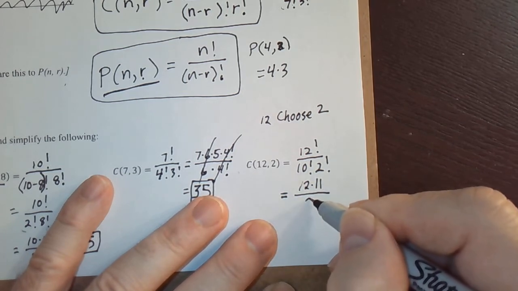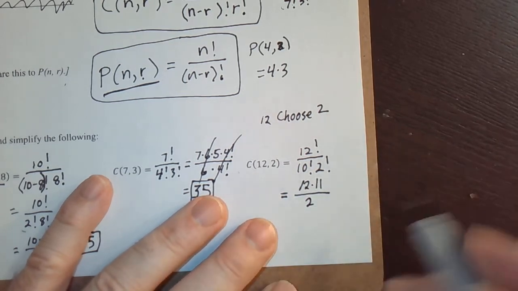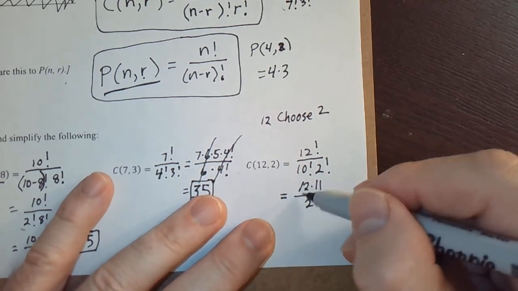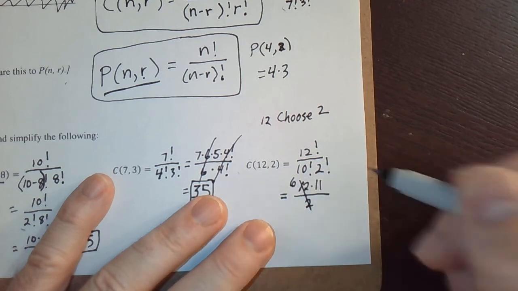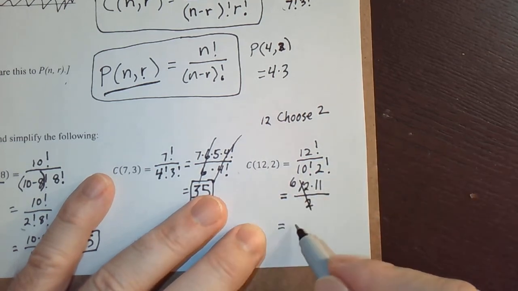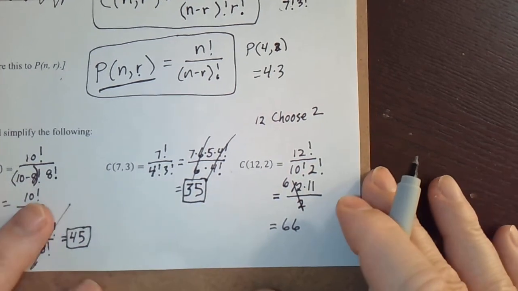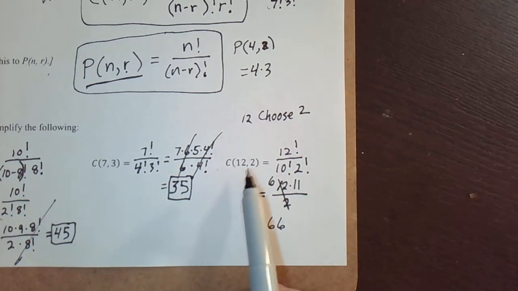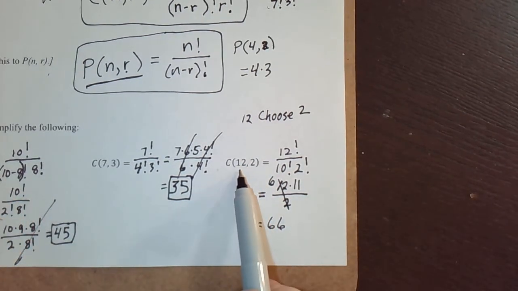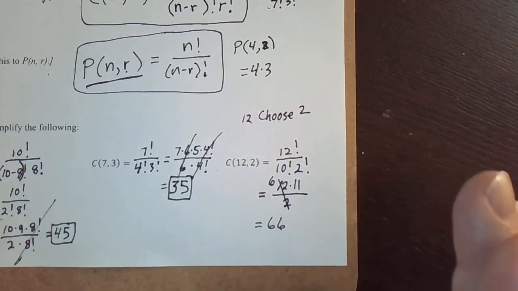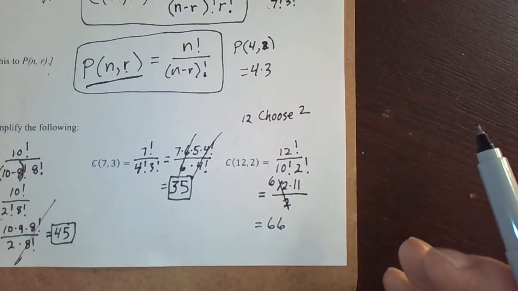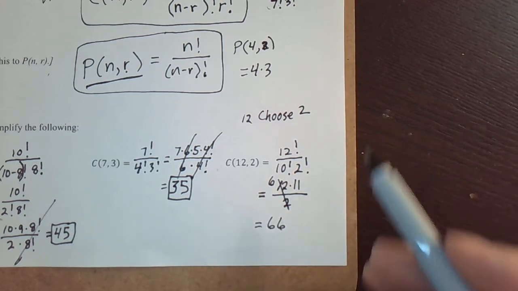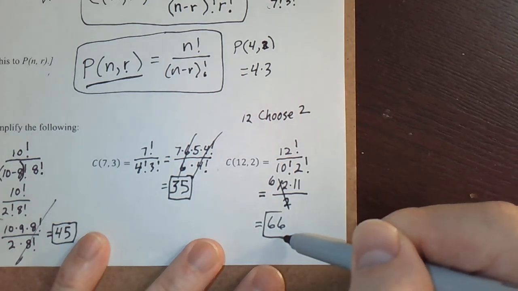And then we've got 2 factorial on the bottom, which is just 2. So now we can cancel the 12 and the 2, leaving me, what, a 6 on top. And that would give me 6 times 11 for 66. So suppose you have 12 people in a room and one checkerboard, and there's only enough time for one game to be played. How many ways could you choose the 2 people to play that game? 66 different ways.